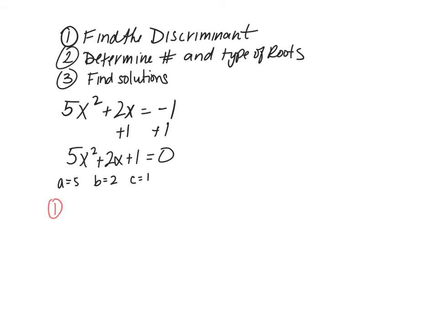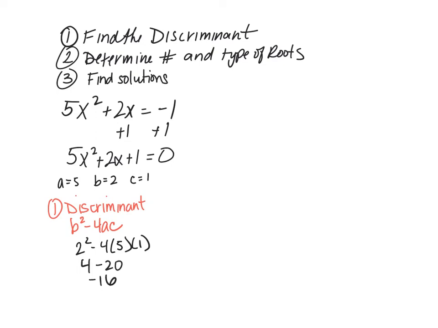So step 1 is find the discriminant. That's b squared minus 4ac. So that's 2 squared minus 4 times a, which is 5, times c, which is 1. And remember, this is the part that's going to be underneath the radical. So once I've done that, all I have to do is put this number under the radical. So that's 4 minus 20, which is -16. So my discriminant is -16.